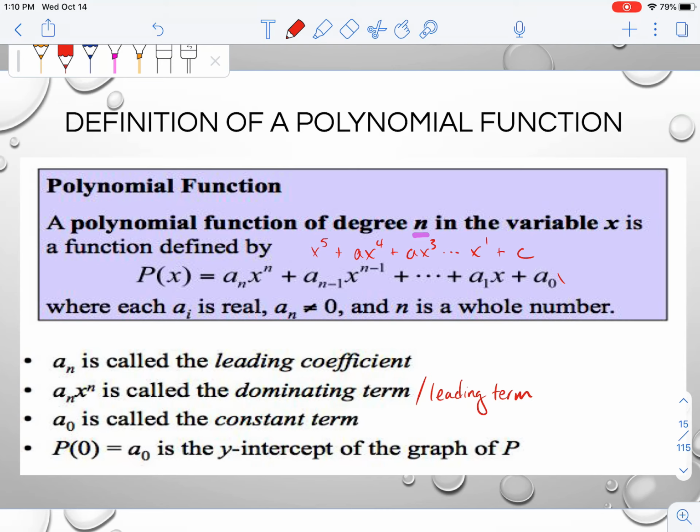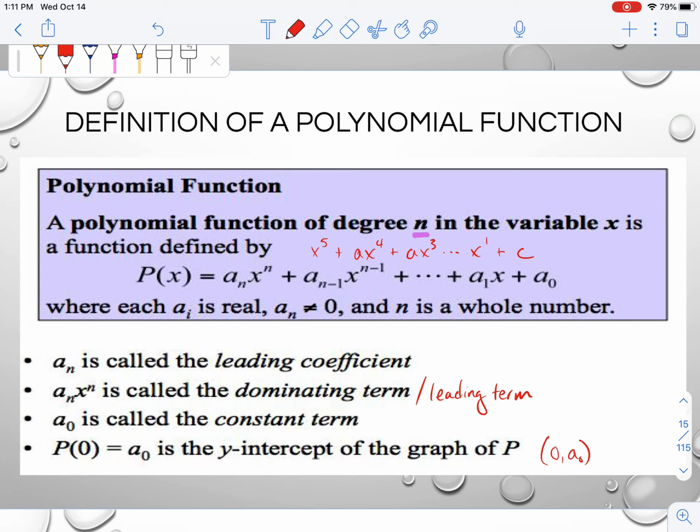And last but not least, assuming I have a polynomial in standard form, so it's all multiplied out in decreasing order, then p of 0 is a naught, the y-intercept of the graph. So the point (0, a naught) is going to be on my graph.